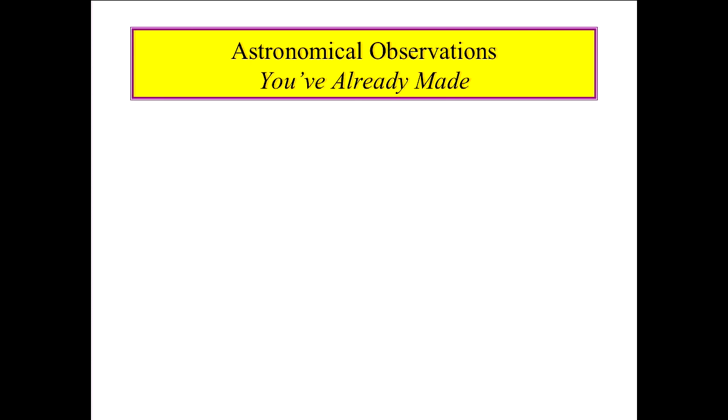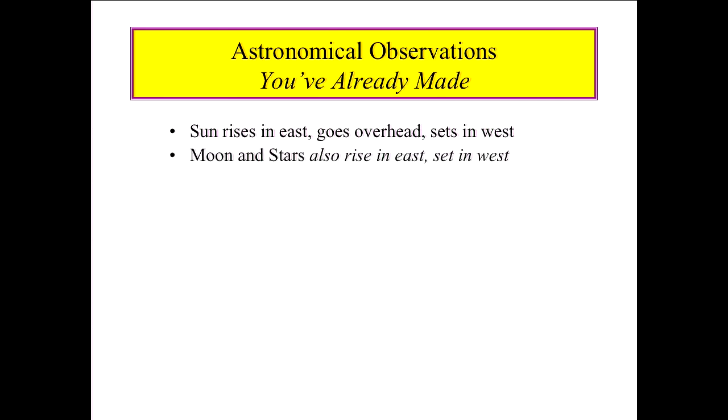Now, you've made many astronomical observations in your lifetime. You may not be aware of how much astronomy research you've done. Let me tell you some of the observations you have already made. You've already noticed that the sun rises in the east every single morning, not in the west, not in the north, not in the south, always in the east, or roughly so. And the sun goes overhead, or approximately so, and the sun always sets in the west, approximately. Always happens day after day. You can count on it.